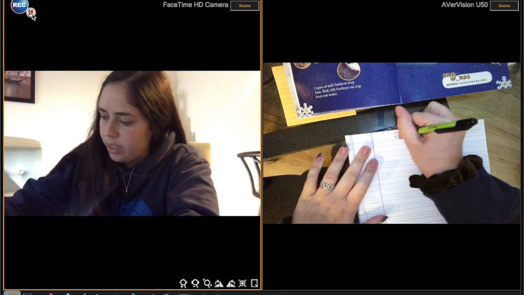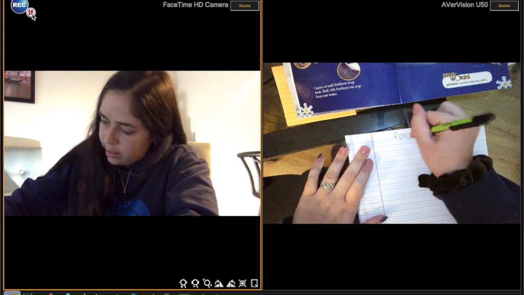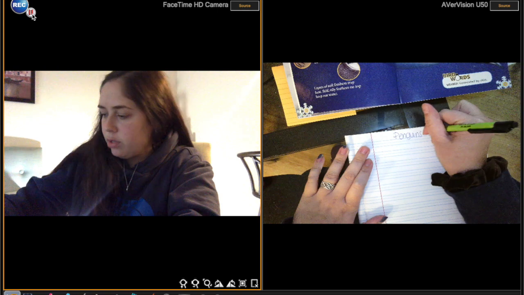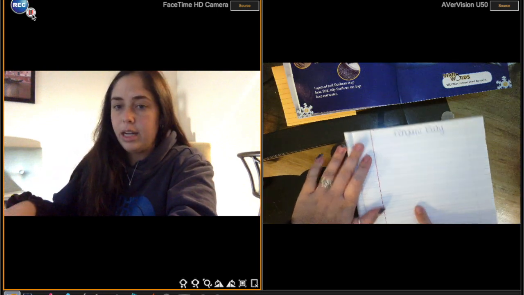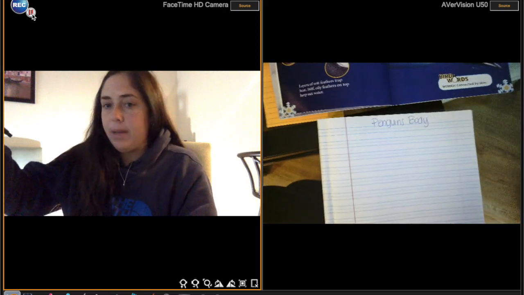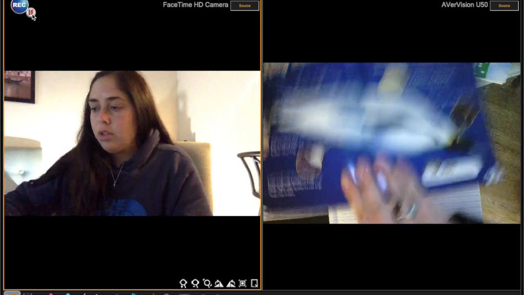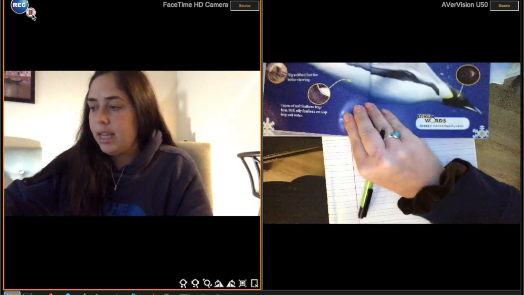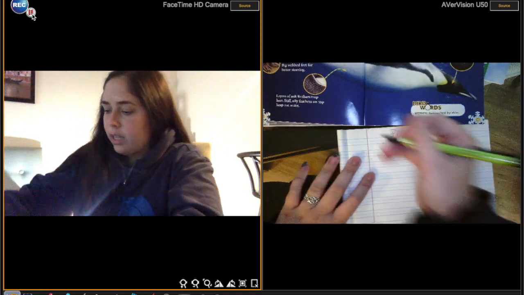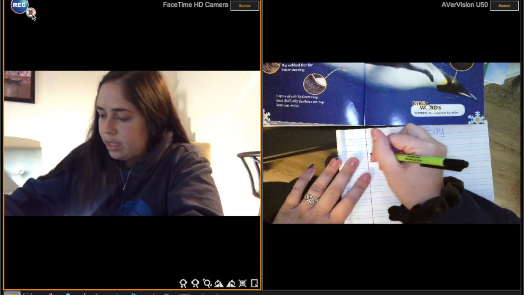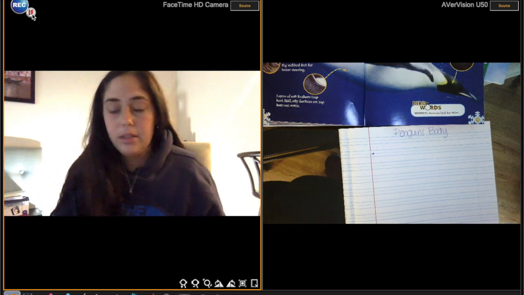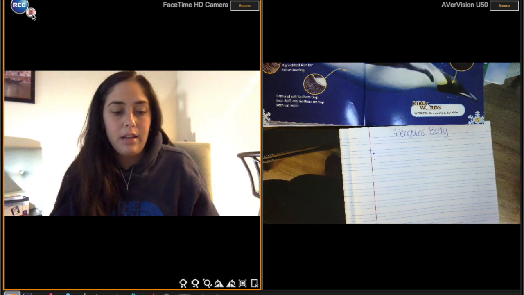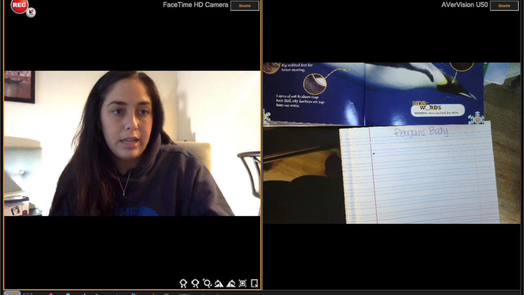So now that I've read this page, I'm going to set up my notes. I'm going to make sure that I put a heading so I know what these notes are when I go back to them later on. So I'm going to put penguin's body because this whole entire page of notes is going to be about a penguin's body. Now, using what I just read, I'm going to take notes on it. And what I'm going to do is I'm going to skip a line every time I write. So I'm going to write down the important things from this page, and then I'll be right back to show you what that looks like.